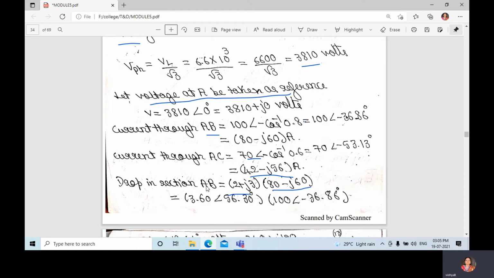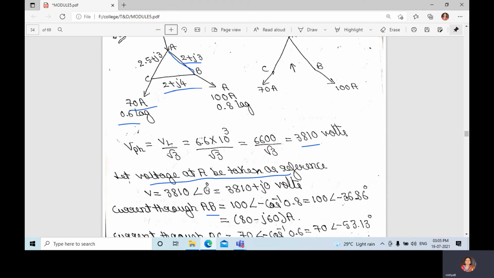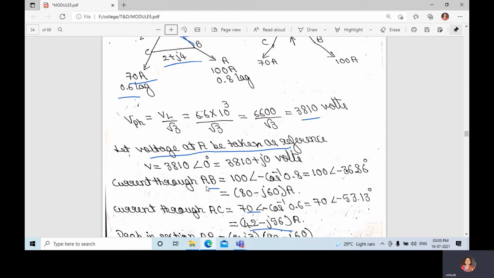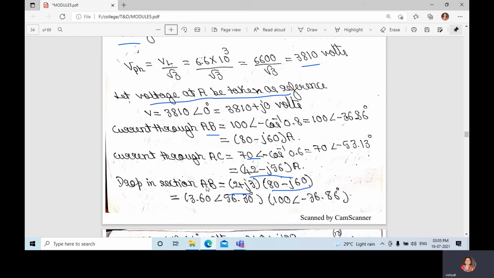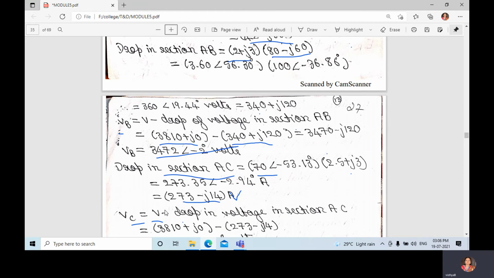Okay, drop in section AB. Drop in section AB means, here what is the impedance they have given? Impedance 2 plus j3, and what is the current in AB? 80 minus j60. Okay, just multiply, you will get the drop in section AB. And here particularly, VB, the voltage at point B, is exactly V minus the drop of voltage in section AB. If you do that, you will get the VB value, that is 3472 at angle minus 2 degree.